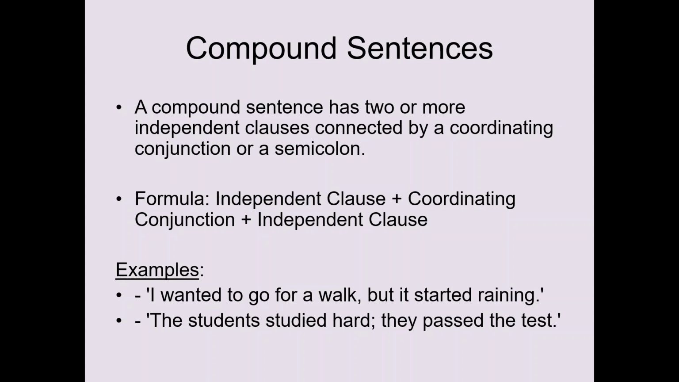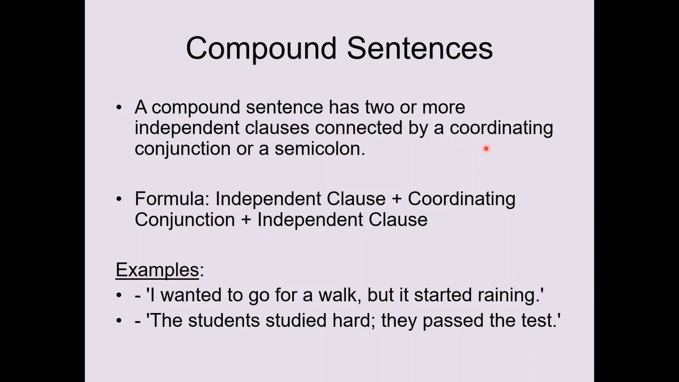What is a compound sentence? A compound sentence has two or more independent clauses connected by a coordinating conjunction or a semicolon. Now, just to make this clear, a coordinating conjunction is used to join compound sentences. Examples of coordinating conjunctions are words such as but, so, and. All right, those are just a few examples.